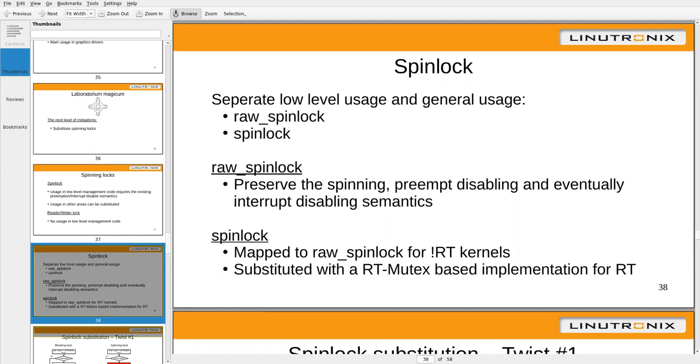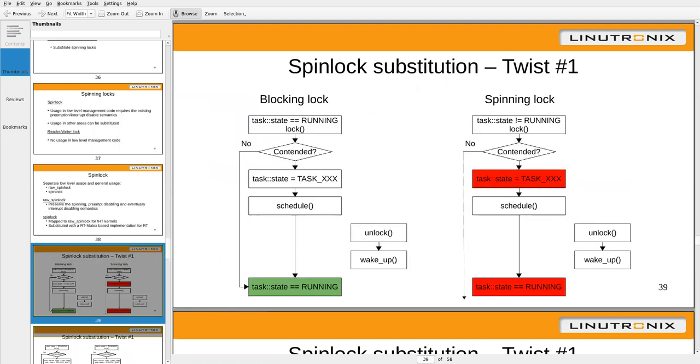And we have the regular spin lock, which can be used basically everywhere else. It's mapped to raw spin lock for non-real-time kernels, so it has the same semantics as it had before. And on RT kernels, we have a wrapper around RT mutex, which uses the RT mutex internals for priority or deadline inheritance. But this has a twist.